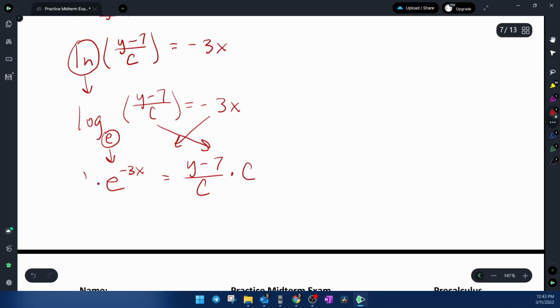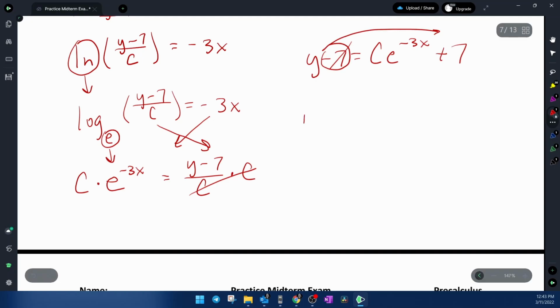Multiplying both sides by c to eliminate the fraction is going to give me y minus 7 equals c e to the negative 3x. And bringing the negative 7 over makes it a plus 7. And so now we can express y as a function of x: y equals c e to the negative 3x plus 7.